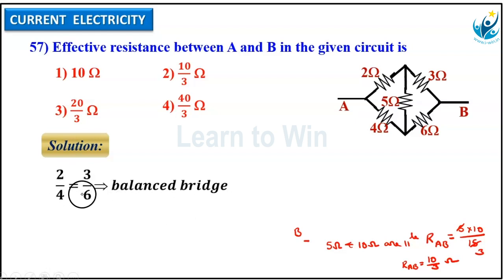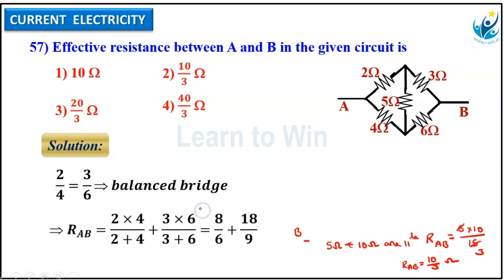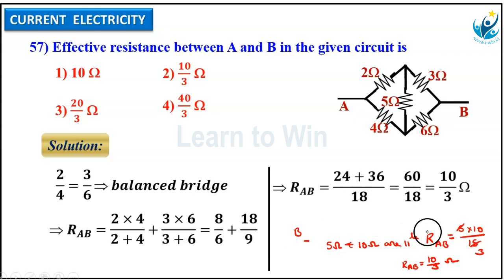Now solution. 2 by 4 equal to 3 by 6 means bridge is under balancing. Then the equivalent resistance is 2 into 4 by 2 plus 4 plus 3 into 6 by 3 plus 6. This is another model he used. The answer here is 10 by 3. For us also, it is 10 by 3 ohm. So second option is correct.